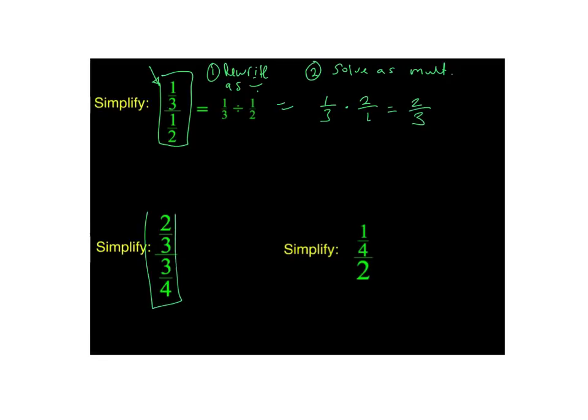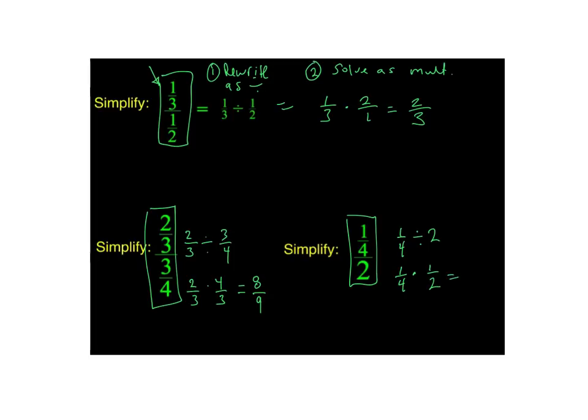Here's our complex fraction. We're going to start by rewriting it as a division problem: 2/3 divided by 3/4. We're now going to multiply it and solve. So we've got 2/3 times 4/3 to get a value of 8/9. Here is our next complex fraction. We're going to rewrite it as a division problem: 1/4 divided by 2. We're going to solve it as a multiplication problem: 1/4 times 1/2 to give us a value of 1/8.